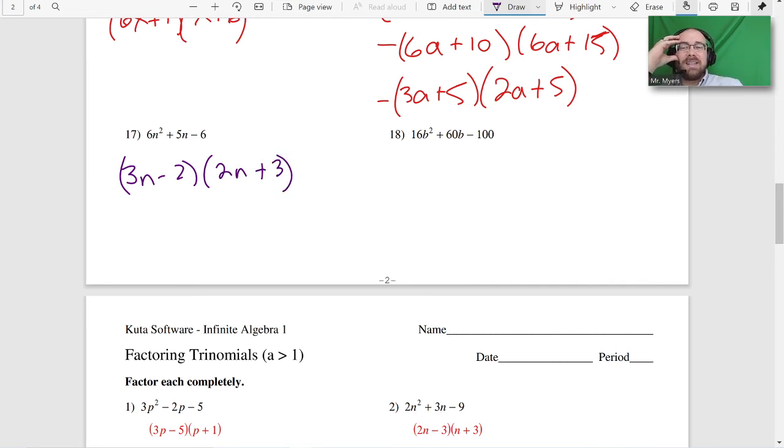See, even number 17, that one was kind of hard to do in my head too, because we had that 6. We had two lies, so we had to divide each one by a different thing. That's really tricky. I wouldn't recommend doing that unless you are really, really experienced with this.